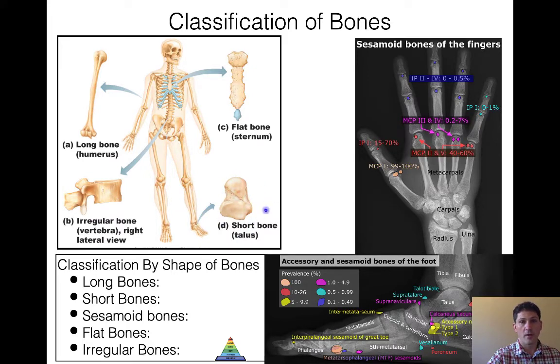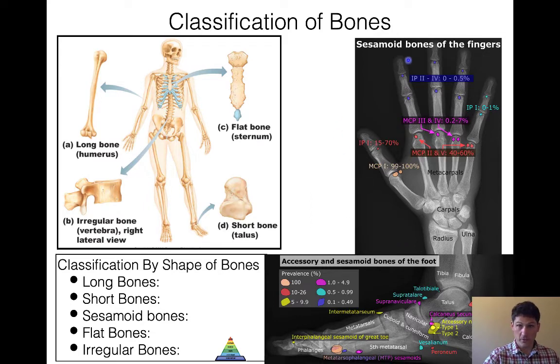So they are about as wide as they are long. Sesamoid bones, then, you don't see in here, but sesamoid bones act as little pulleys. They're small little bones. So our kneecap would be a sesamoid bone. We find these within tendons.